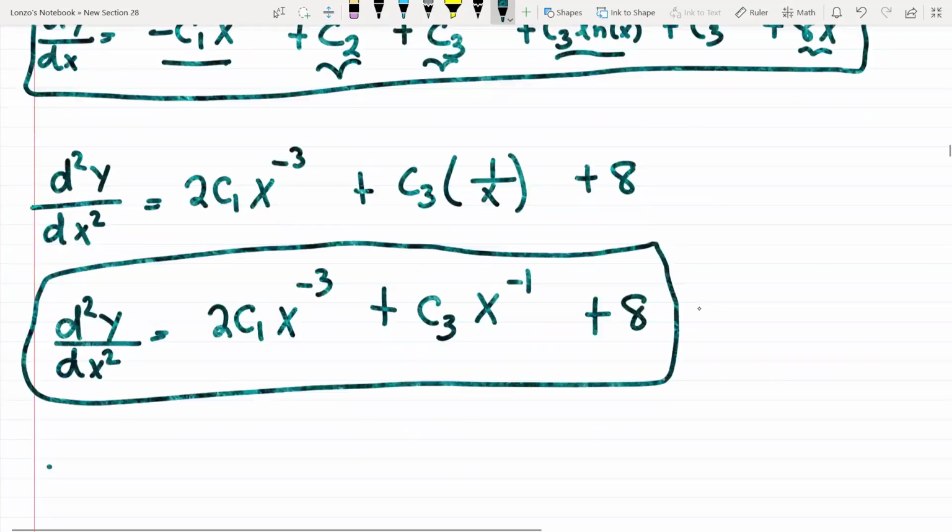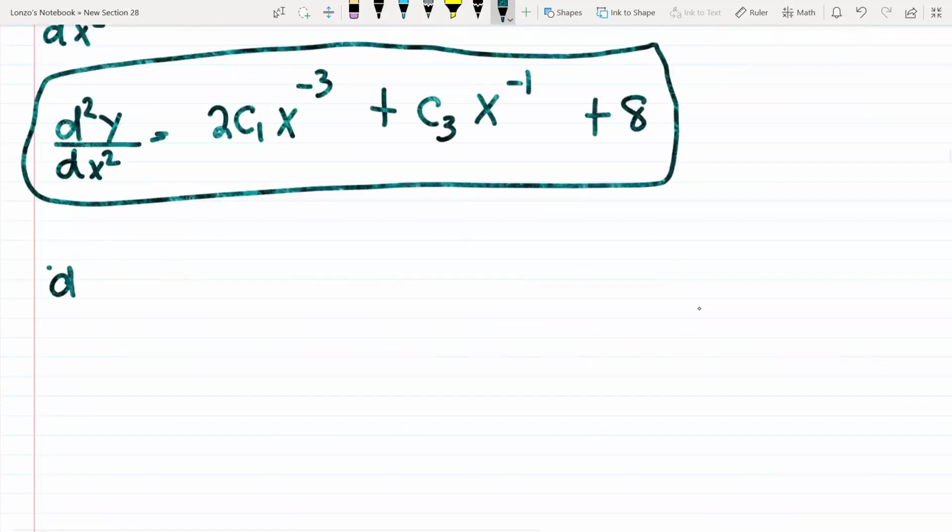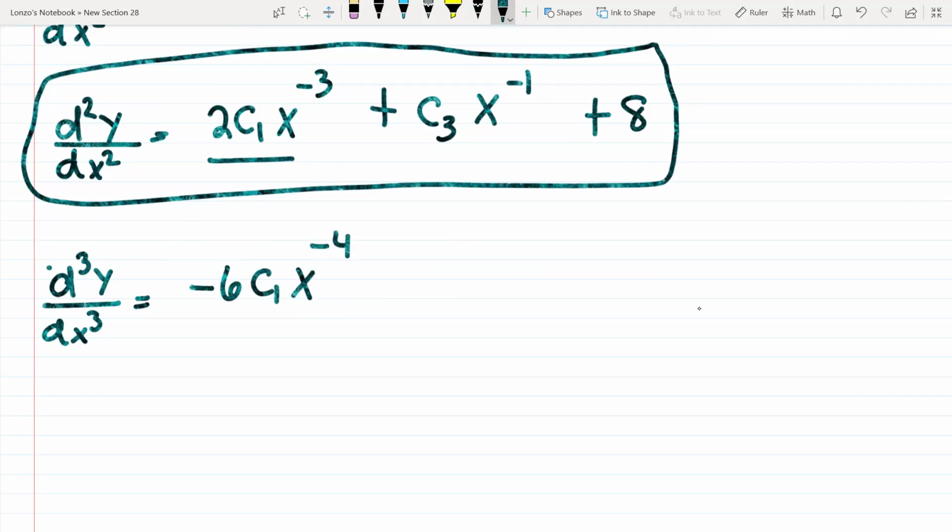And then let's find our third derivative. So just like last time, take the derivative of each term. There's only 3 terms now. So what's the derivative of the first term, 2c1x to the negative 3? 2c1 is a constant, so negative 3 times 2c1 is negative 6 c1, and then x to the old power minus 1, so that's negative 4. What is the derivative of c3x to the negative 1? c3 is a constant, so by the power rule, negative 1 times c3 is negative c3, and then x to the old power minus 1, negative 2. And then what's the derivative of a constant? 0, right?